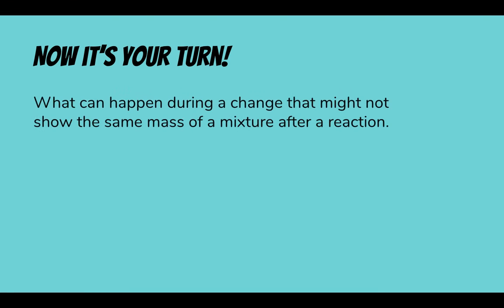Now let's think of a different example. What can happen during a change that might not show the same mass of a mixture after a reaction? So let's say that you have 30 grams of two substances, you mix them and you end up with 16 grams. What might have happened? There's a lot of different things that could actually have happened.